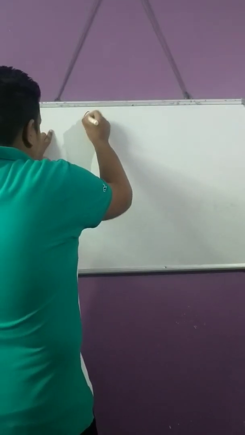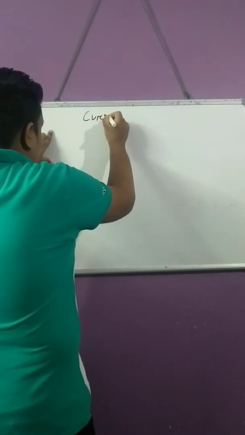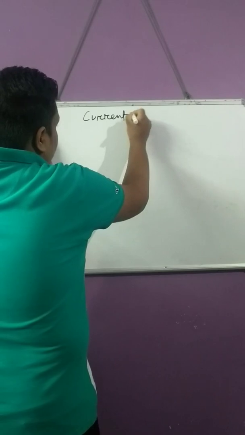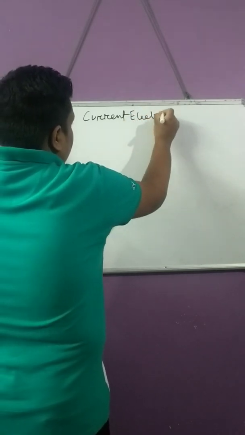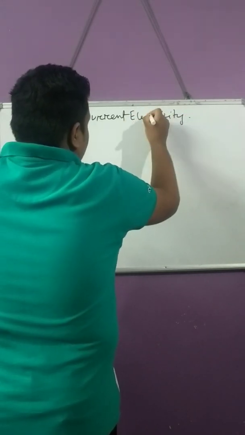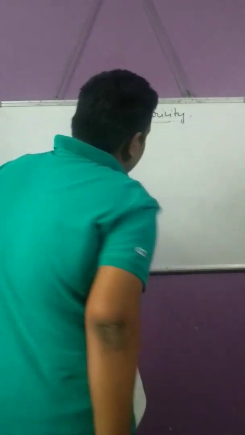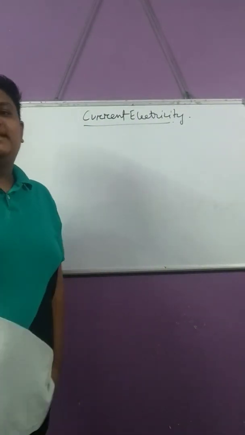So today we are going to pick a chapter from class 10 physics. Today we will study current electricity. So let's start. We have current electricity. So first let us know what is electric current.